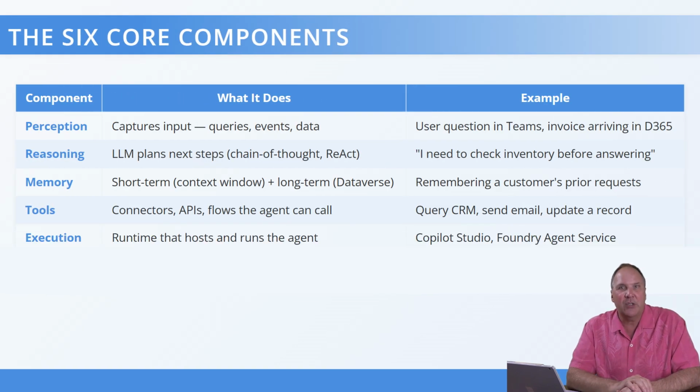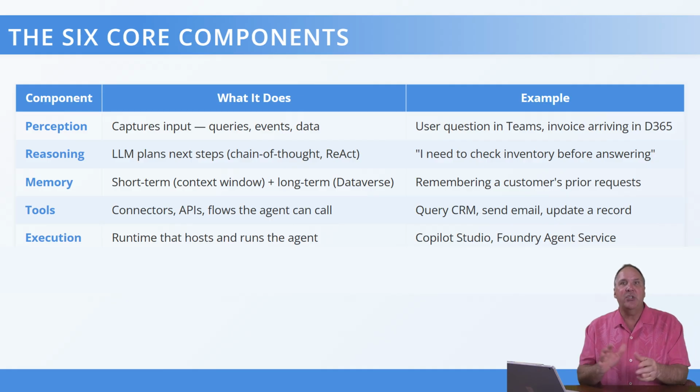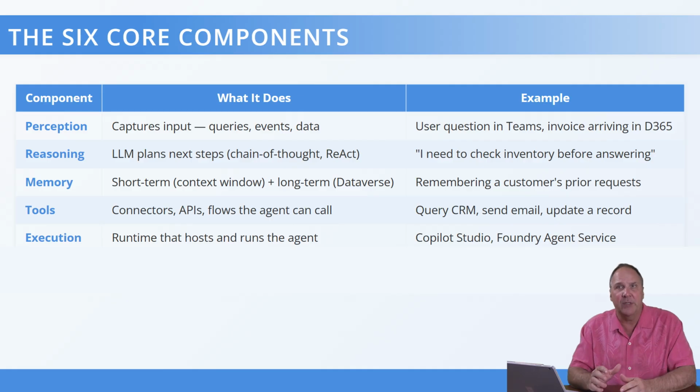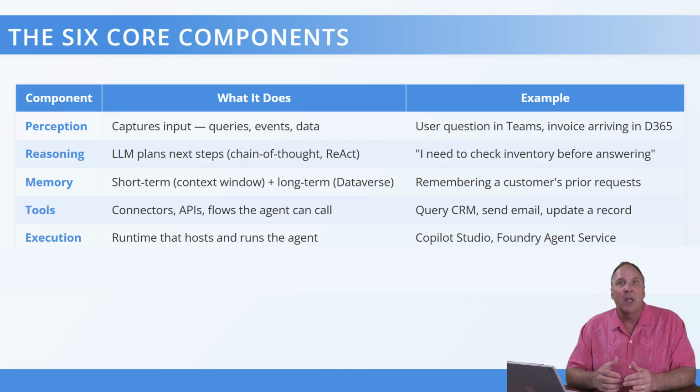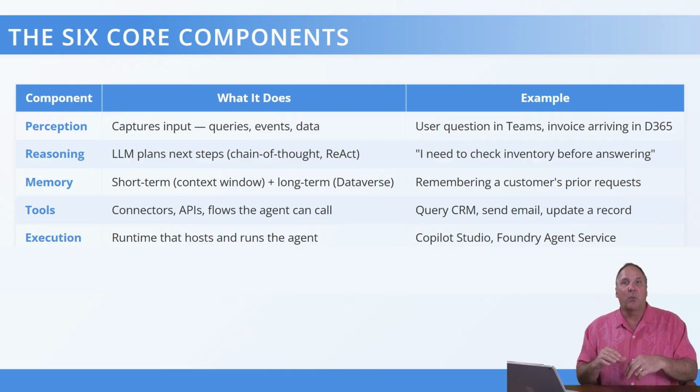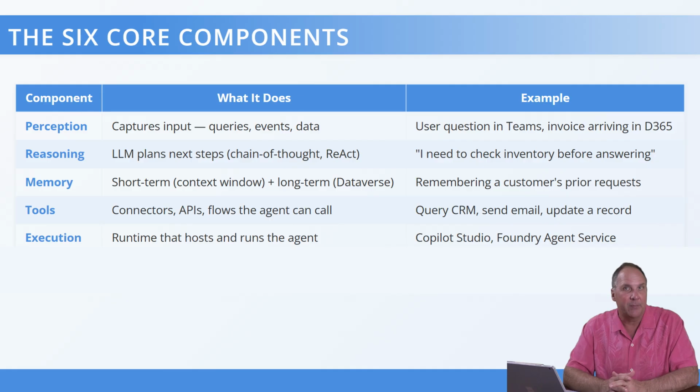Fifth, execution runtime. The agent needs somewhere to run. Copilot Studio is the primary runtime for most business agents. Azure AI Foundry Agent Service handles complex multi-agent scenarios. Azure Container Apps is an option for fully custom builds. The runtime manages the agent's lifecycle, scaling, monitoring, and session management.